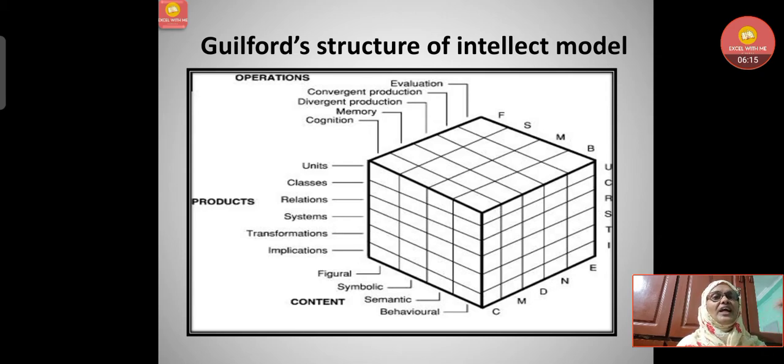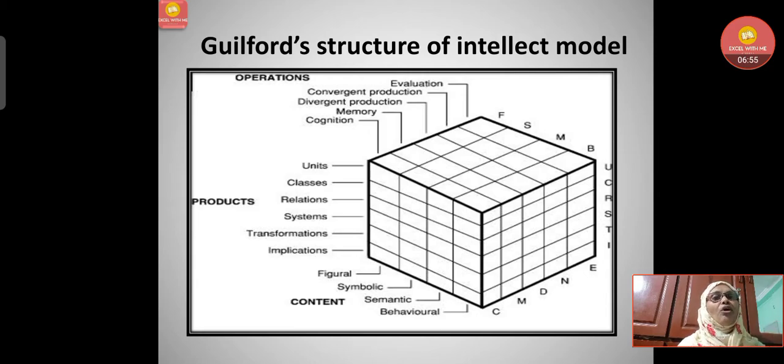Content: the child may identify the figures, so figural intelligence comes, and then comes the symbolic, where with signs they will understand. Then semantic, where they will practically apply them, then behavioral intelligence, where they will change the behavior. Then comes the product. Slowly, units they will understand. Maybe we can take the example of mathematics: small units they will understand, then classes, then relation of two things, and then different systems, then how they transform, and then they will apply in real life, that is implication.